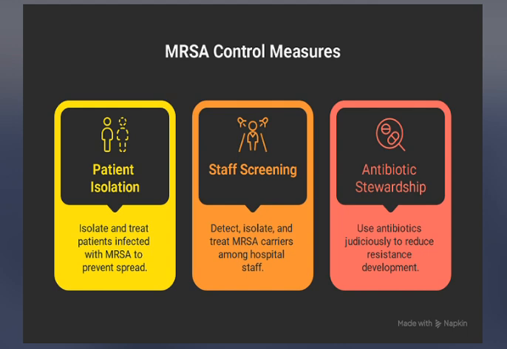Controlling MRSA involves isolating infected patients to prevent spread. Screening hospital staff helps detect carriers who may unknowingly transmit the bacteria. Antibiotic stewardship is essential, using antibiotics carefully to reduce resistance development. Together, these strategies are key to managing MRSA in healthcare environments.